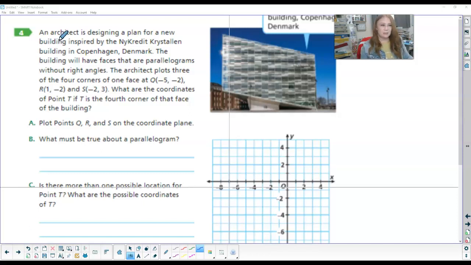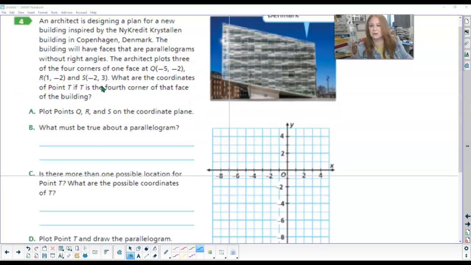All right, and task number 4 for 11.2 tells us that an architect is designing a plan for a new building in Copenhagen, Denmark. It's not important that I say the rest of that. The building will have faces that are parallelograms. You can see here, right? It's going to look like a parallelogram with no right angles.